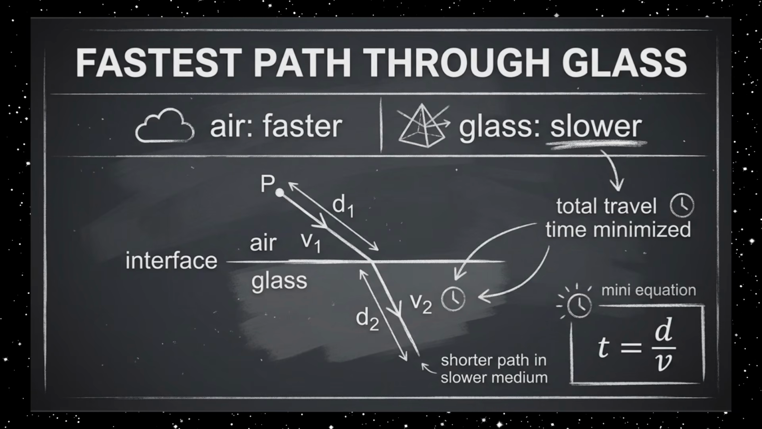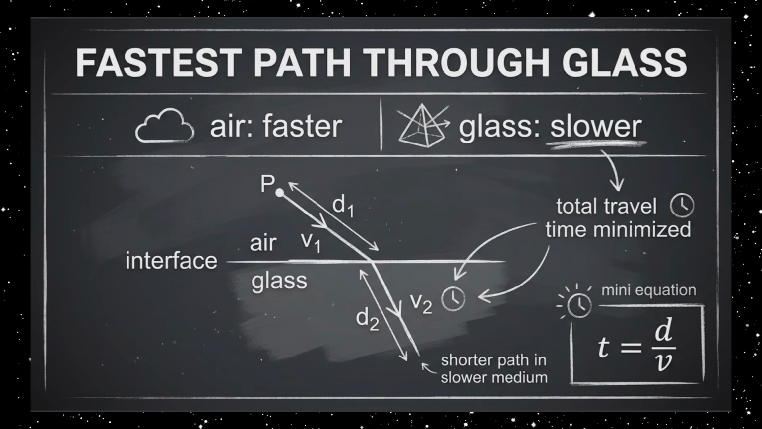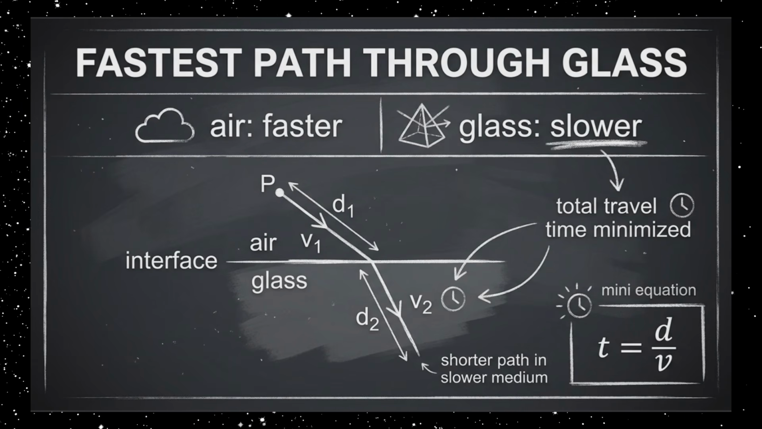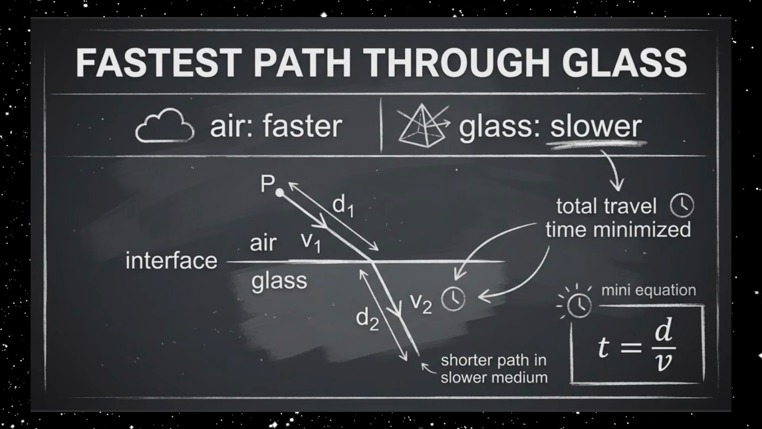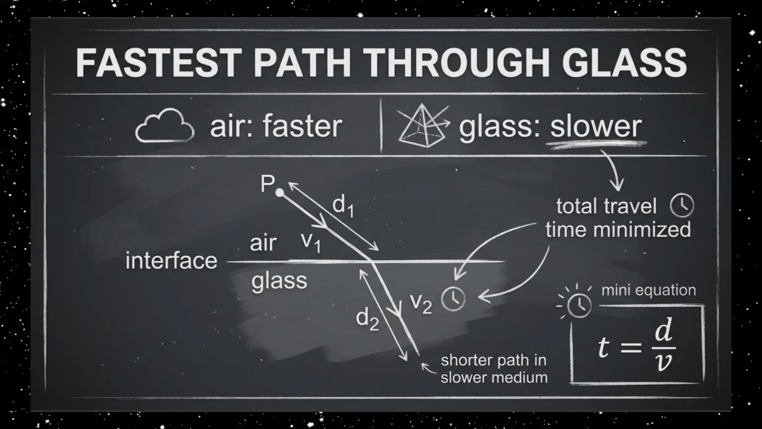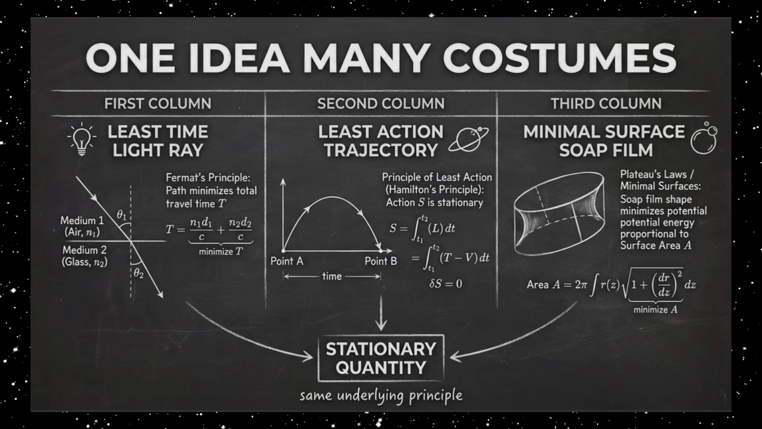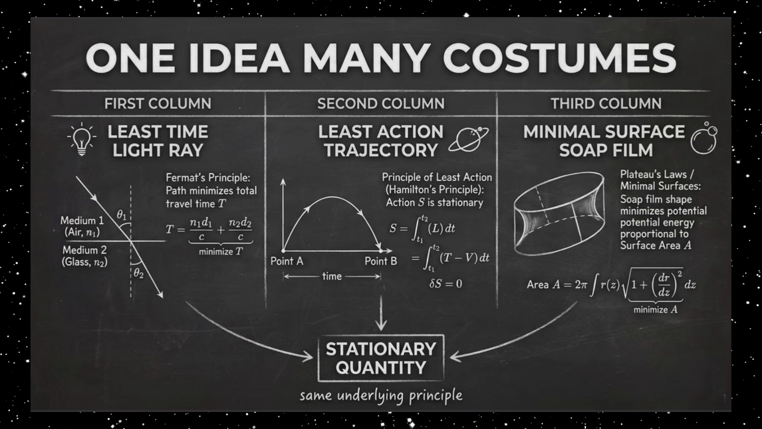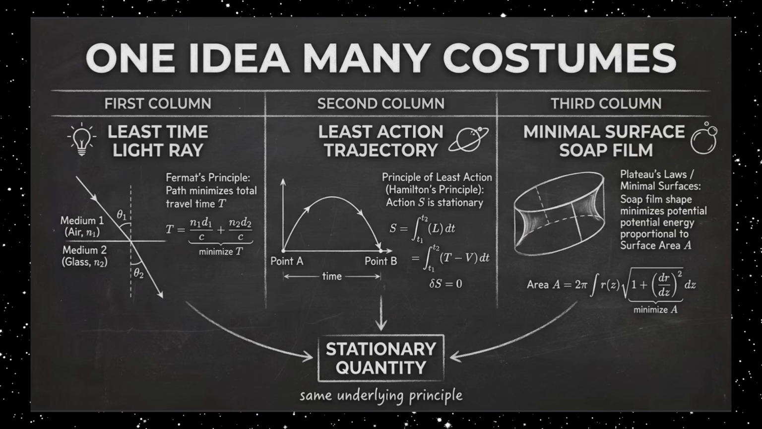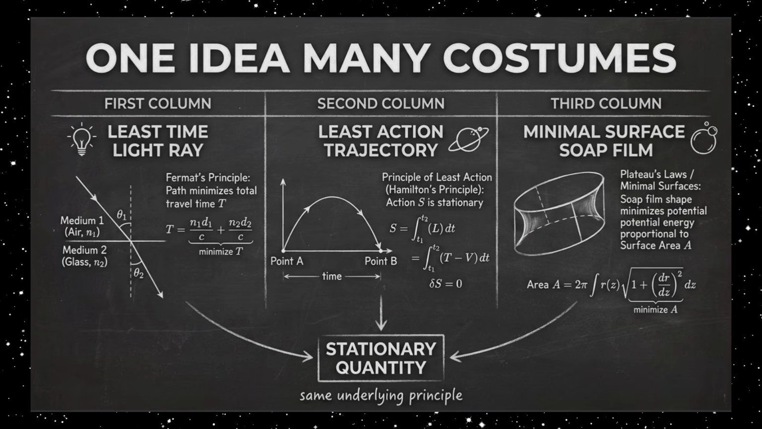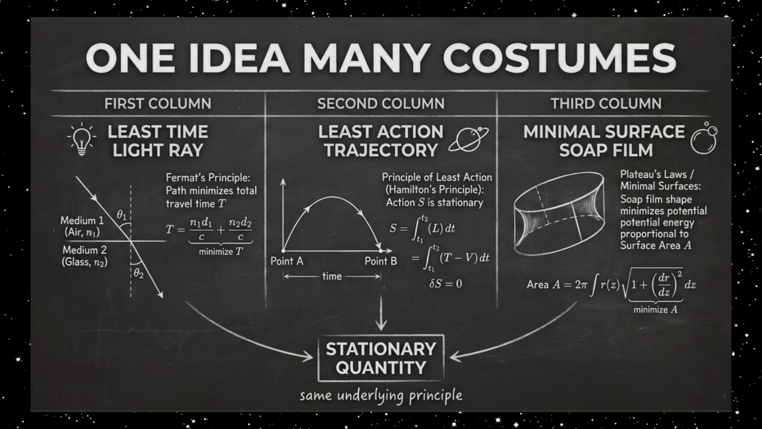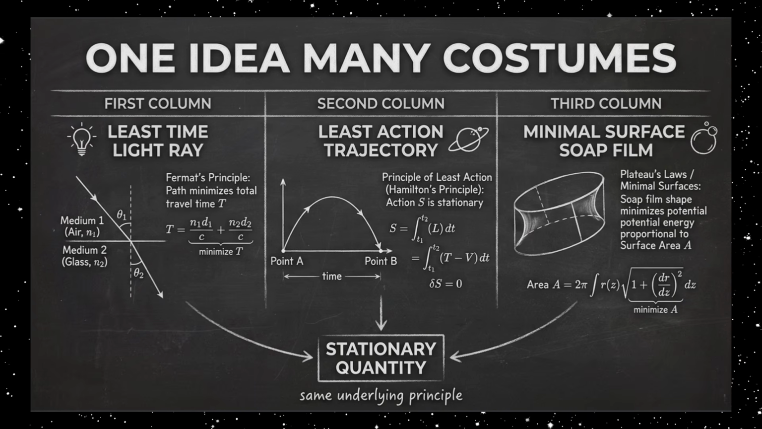Light moves slower in glass than in air. So it minimizes its time by spending as little distance as possible in the glass. It bends its path at the interface to achieve the fastest trip. Fermat's principle of least time. The principle of least action. Plateau's minimal surfaces. These are all the same underlying idea, wearing different costumes.